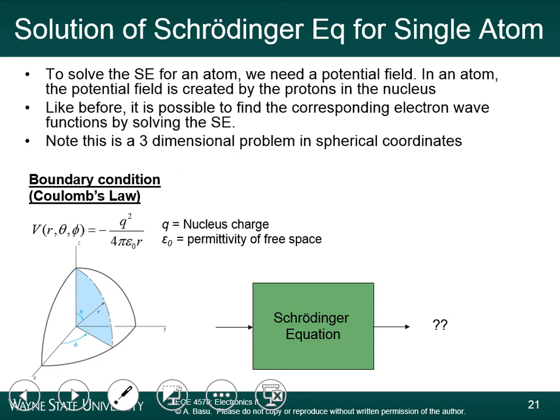So the solution of the Schrödinger equation for a single atom, we need to find a potential field. Let's get into this after we take the break. Let's take a short break, 3 minutes, just a stretch break. We'll do the 2 presentations, and then we'll continue and finish up this module.